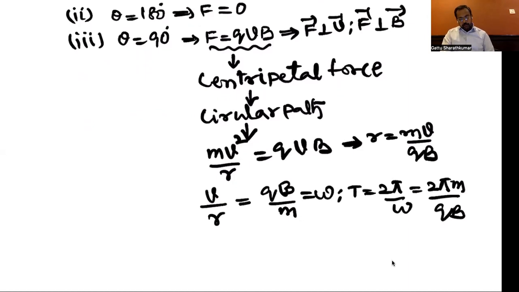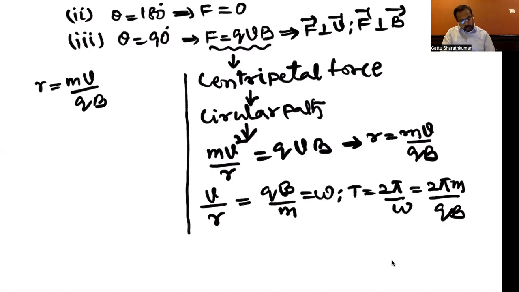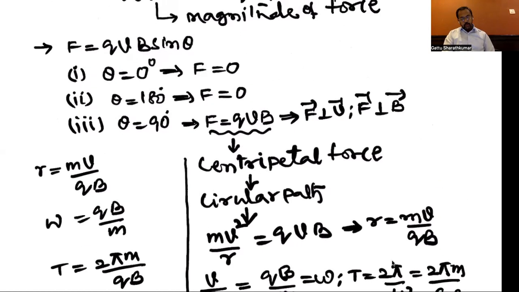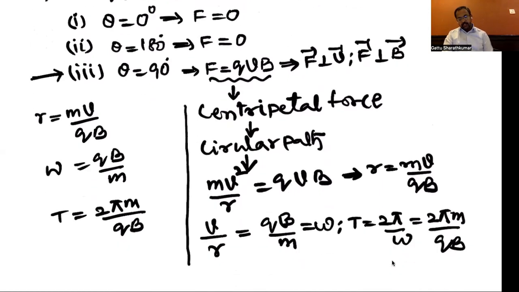So for theta equal to 90 degrees, we can conclude it will move on a circle of radius R equal to mv by QB. It will have an angular velocity of QB by m, and the time period is 2 pi m by QB. So this would be the situation if the velocity vector is perpendicular to the magnetic field, that is, theta equal to 90 degrees.